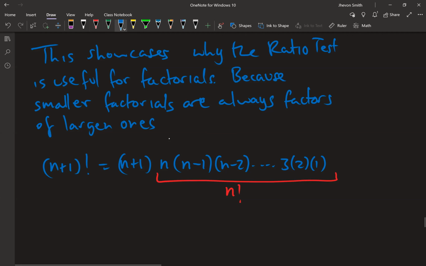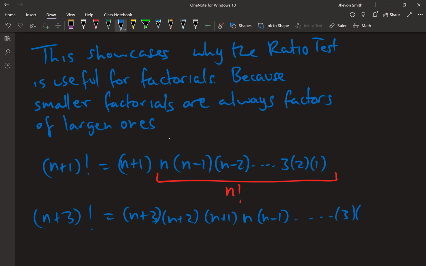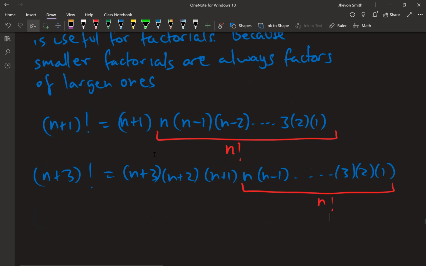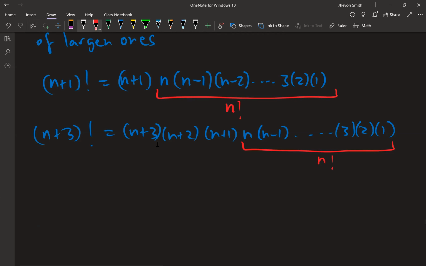And similarly, if I had, say, n plus 3 factorial, for example, well, that's just n plus 3 times n plus 2 times n plus 1 times n, going all the way down to 3 times 2 times 1. And again, there's an n factorial hidden in that guy too. So once you see I have a ratio of factorials, it's very convenient.